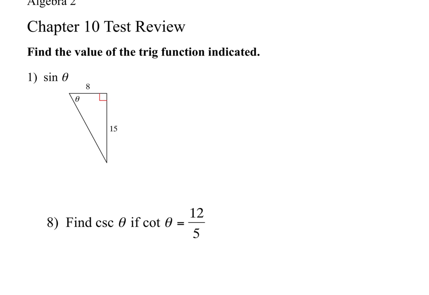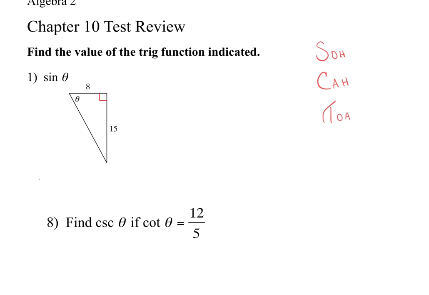So as we look at right angle trigonometry, the first thing you want to remember is the little SOHCAHTOA. Sine is opposite over hypotenuse. Cosine is adjacent over hypotenuse. And tangent is opposite over adjacent. If I am asking for the trig function, I'm asking for the fraction.